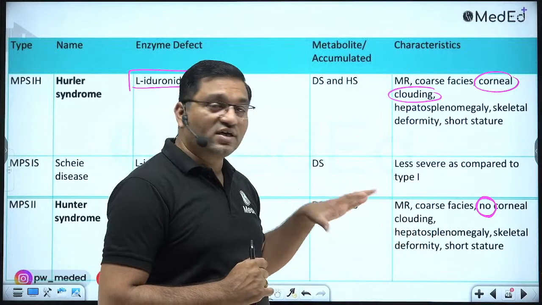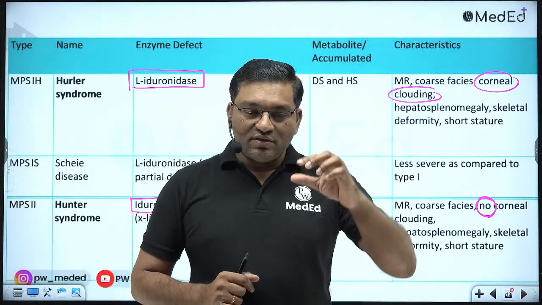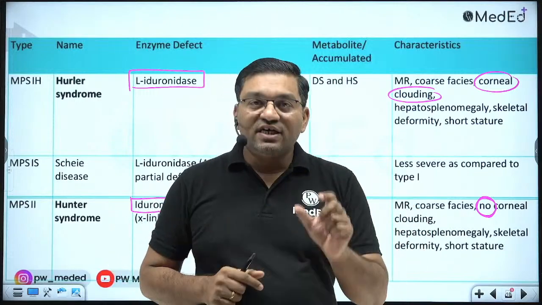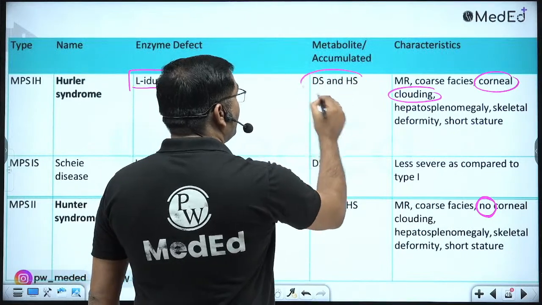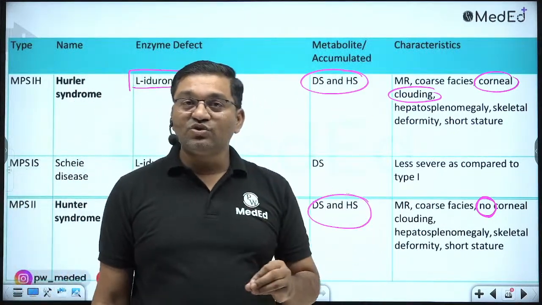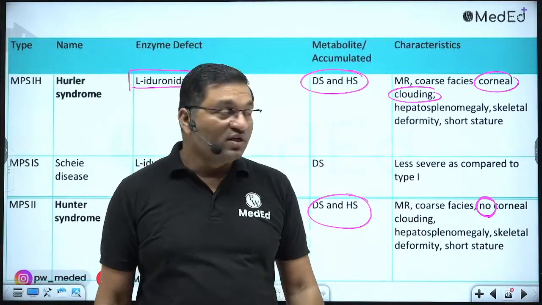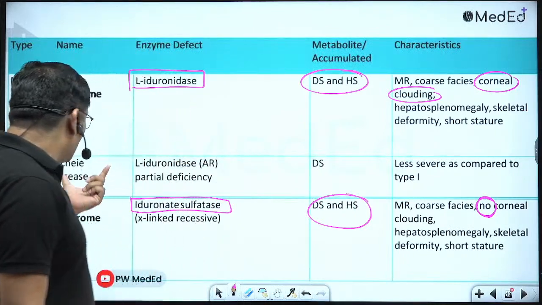The rest of the features are near about the same, and these are due to a defect in the degradation of dermatan sulfate and heparan sulfate. So dermatan sulfate and heparan sulfate accumulate in these disorders in the various tissues, and that causes multi-system involvement. So remember only 2, that is Hurler, Hunter, and also Scheie disease.